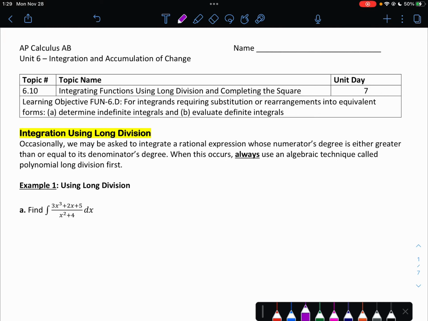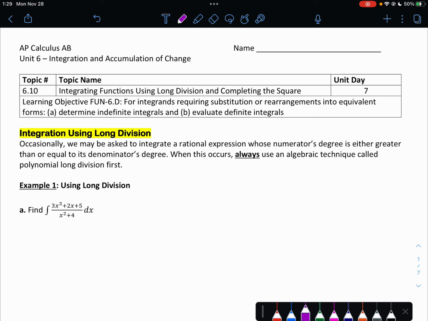Hello everyone, thank you for watching my video today on integrating functions, whether using long division or completing the square, or also we're going to look at something else called adding or subtracting a constant to an integrand as well. But first, let's start with long division.